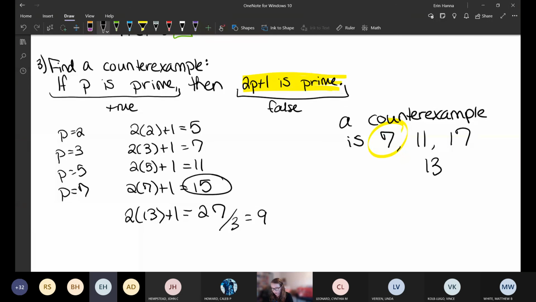How would 17 work? Did I get stupid on that too? I believe 35 is divisible by 5. 2 times 17 plus 1 is 35, which is divisible by 5. So remember, it's sometimes hard to keep track. We want the statement "2p plus 1 is prime" to be false. So we want it to create a not prime number. So since 35 is divisible by 5.